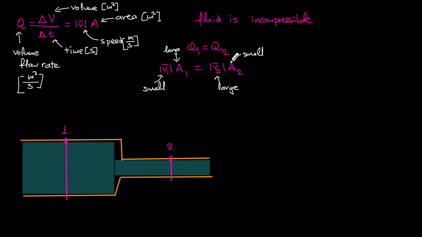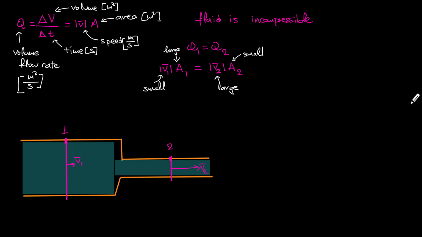Now, we can think about this a little bit. This means that the fluid here will have a relatively lower velocity than what it does here.